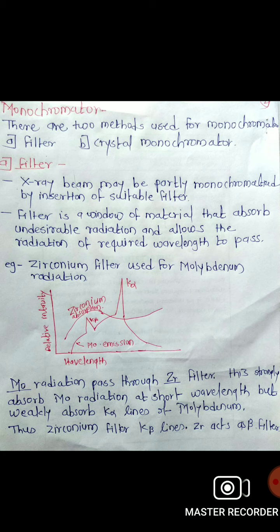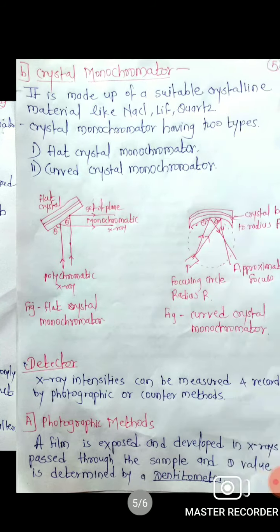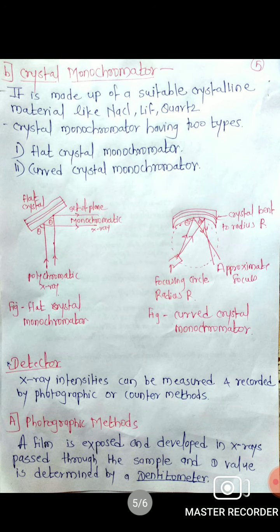Here in that graph we see wavelength versus relative intensity. It gives two peaks, for the K beta and for the K alpha, and when we pass this molybdenum radiation through the zirconium filter, it absorbs the K beta and passes the K alpha, and therefore we get only the K alpha peak, and therefore zirconium acts as the beta filter for the molybdenum radiation. This is a good example of the filter monochromator. Then the second type of monochromator used in the XRD instrument is the crystal monochromator.